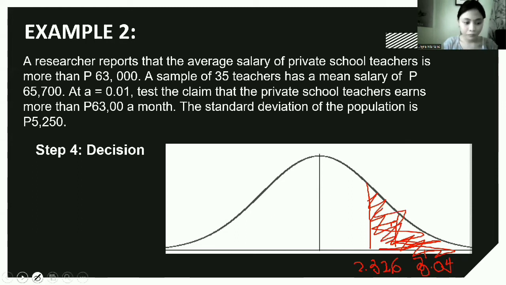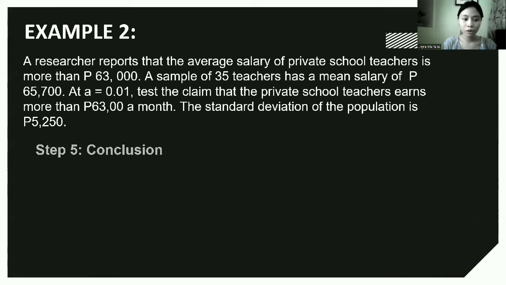Therefore, we reject the null hypothesis and accept the alternative hypothesis. Let's repeat: when it falls in our rejection region, it means reject the null. And when it is here, accept the null. So in this sample, it falls in the rejection region, so we reject. Based on our decision, we can conclude that the claim of the researcher is true. The private school teacher earns more than 63,000 a month.